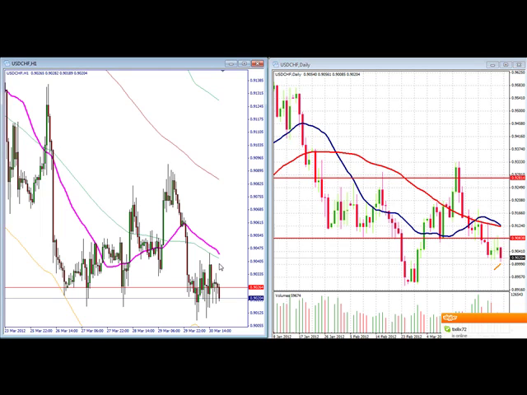Okay, so here we are in the 1 hour time frame. We're in a buy zone. On the daily, we are just seeing the 200 moving average coming in here.